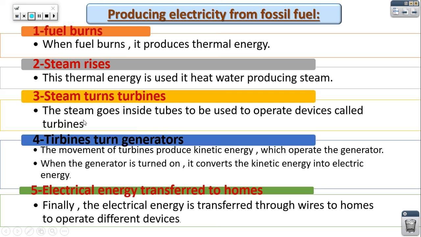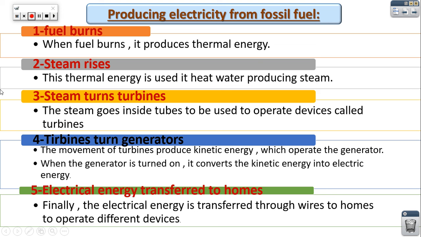This steam makes the turbines move, and these turbines change the thermal energy coming from the steam into kinetic energy. This turbine is connected with something called a generator. The generator takes the kinetic energy from the turbines and changes it into electric energy. Finally, the electrical energy transfers through wires to homes to operate different devices.